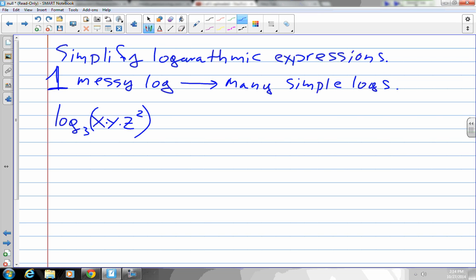So I know my rules. I know that log of a product turns into the sum of logs. So every product turns into an addition. So this becomes log base 3 of x plus log base 3 of y plus log base 3 of z squared. That's using the product rule. So log of a product turns into the sum of logs. Is that okay?